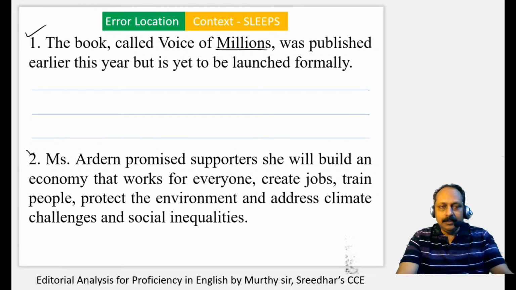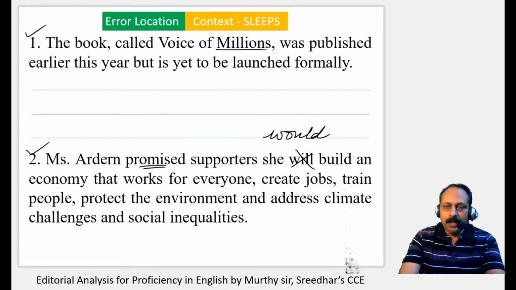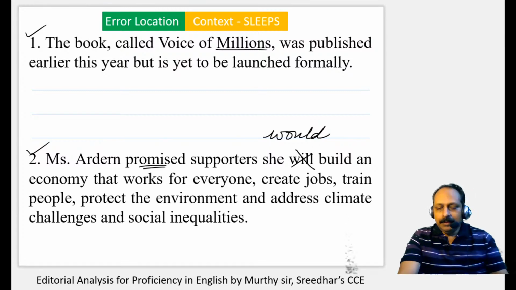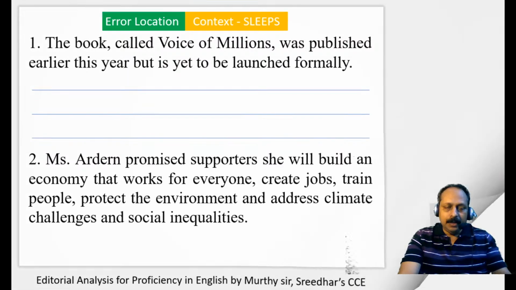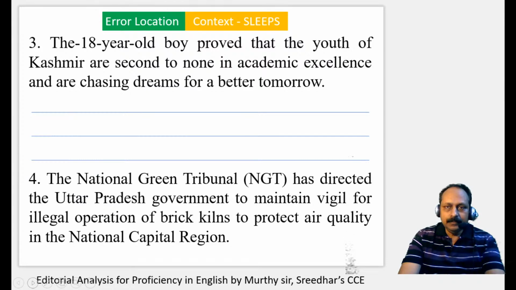Where is the error? This is rather easy. Mrs. Arden promised supporters; the verb is in past, so you cannot say will, it should be she would. Promised that she would build an economy that works for everyone. That is an easy question. Yes, a lot of students have got it right. Would. Will is not correct.